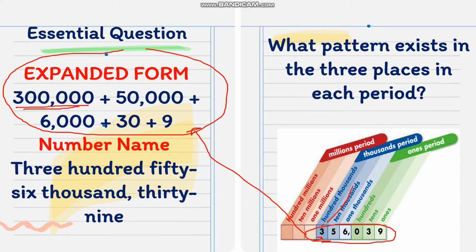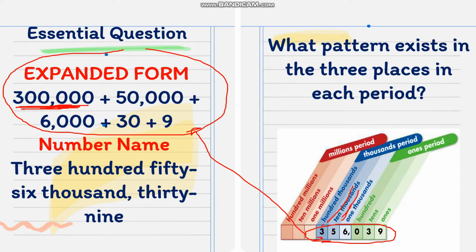So the first number in the expanded form of 356,039 is 300,000. Again, why? Because 3 is in the 100,000s place. So 3 multiplied by 100,000 is 300,000. The next digit is 5. 5 is in the 10,000s place.